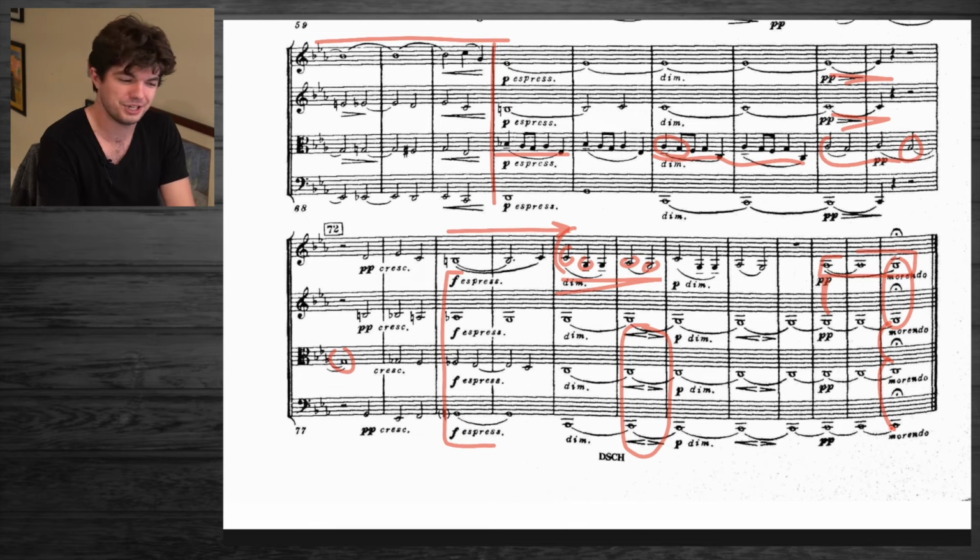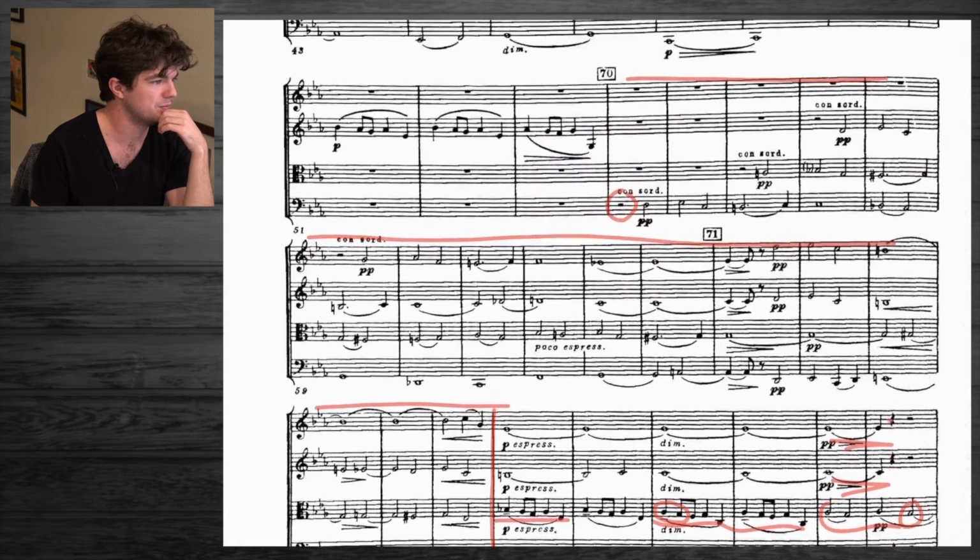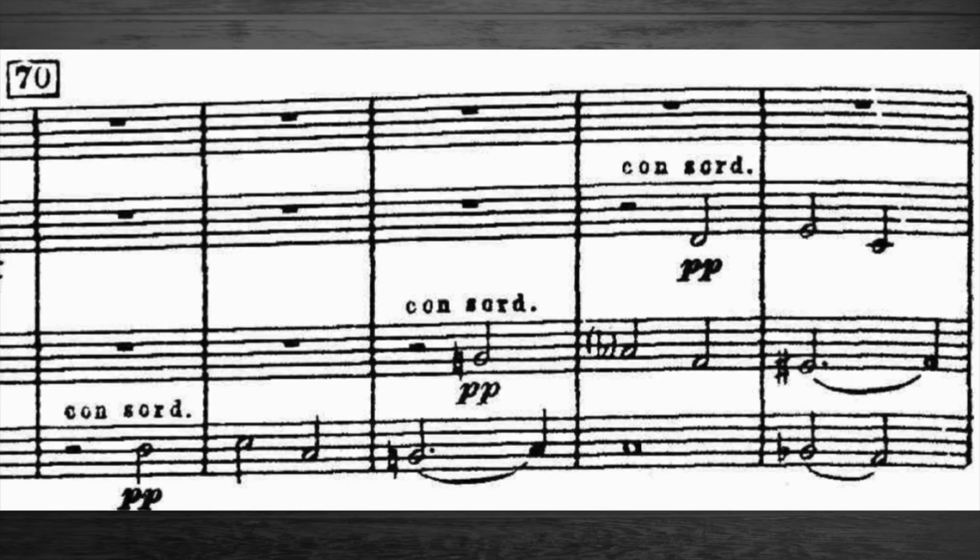I also really like how Shostakovich doesn't give us an E flat here to make it decidedly C minor. It's already really obvious from everything that came before what the deal is here. And I think adding an E flat to make it a C minor triad is not only unnecessary here, but I think it would actually detract from the power of the sound that this open fifth gives us. So let's go ahead and hear this ending section from Rehearsal 70.